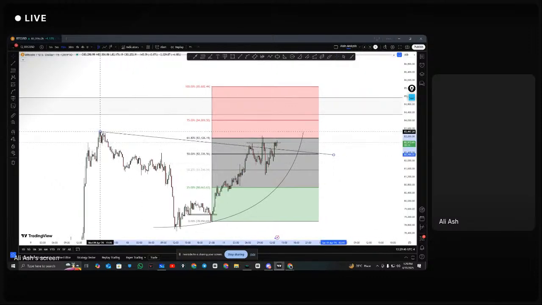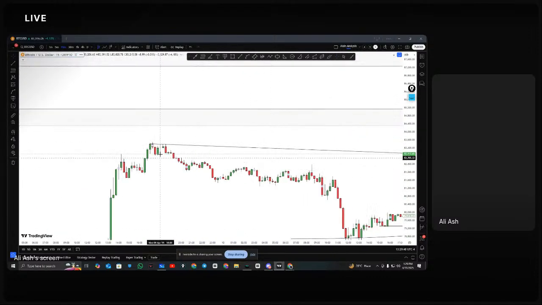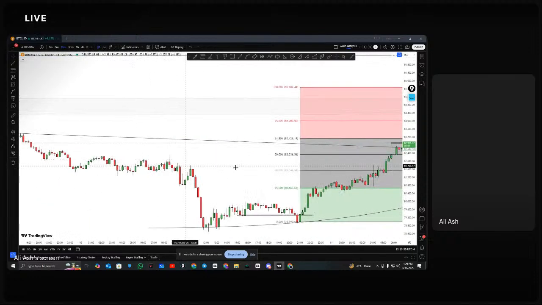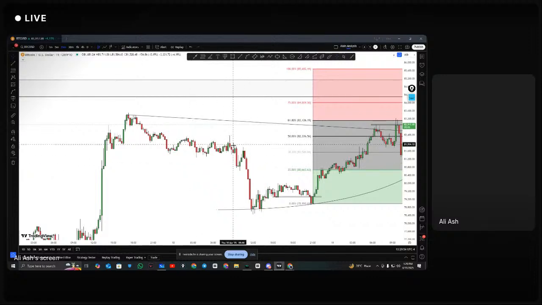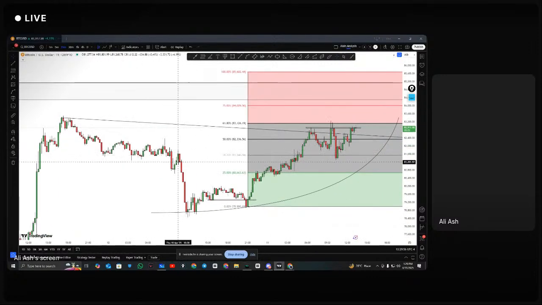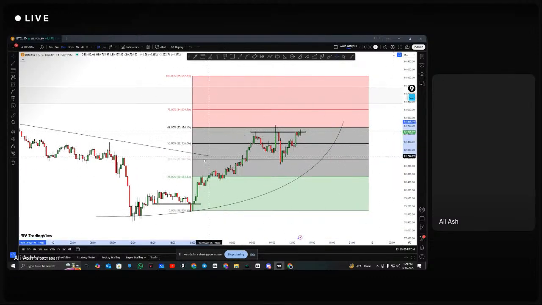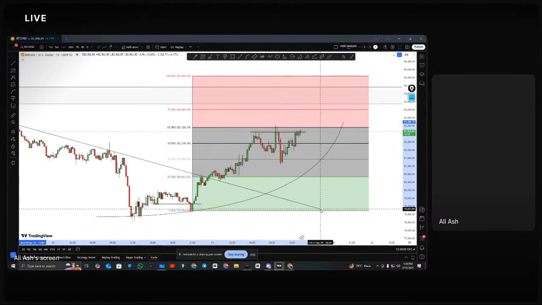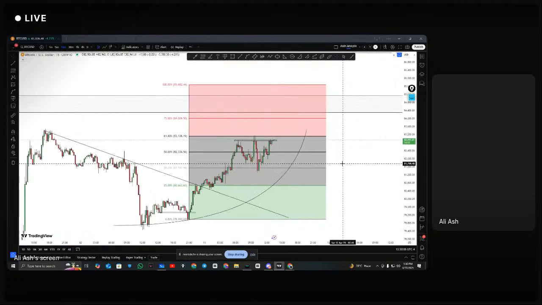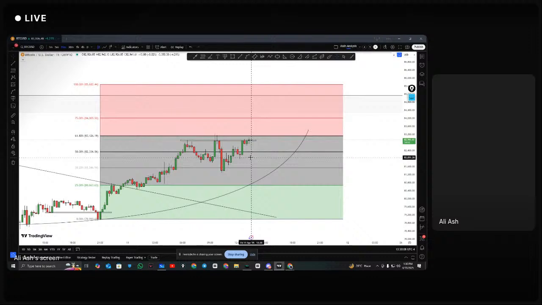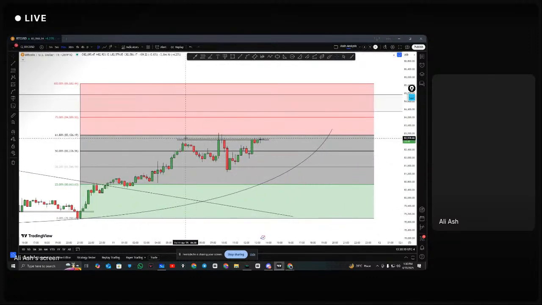So we have this first evening star right here. Then we have another evening star. So we'll use from here. So this is how things are going right now. Also, we have a head and shoulder. So this is the head, this is a shoulder, this is another shoulder.